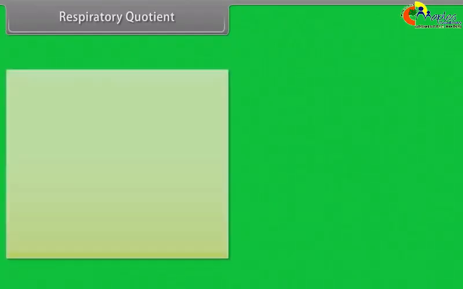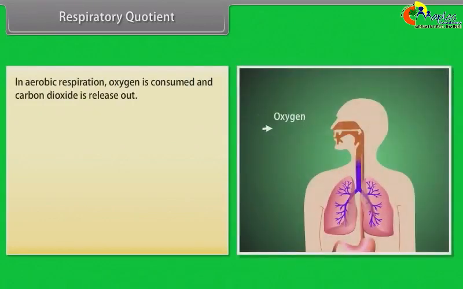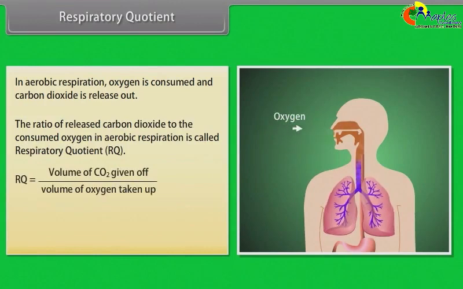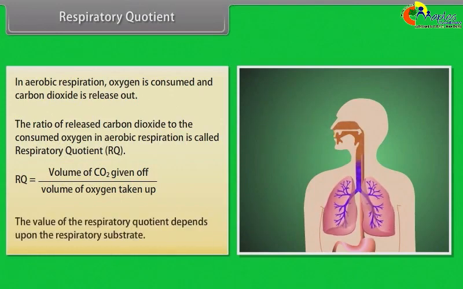Respiratory quotient. In aerobic respiration, oxygen is consumed and carbon dioxide is released out. The ratio of released carbon dioxide to the consumed oxygen in aerobic respiration is called respiratory quotient. RQ is equal to volume of CO2 given off upon volume of oxygen taken up. The value of the respiratory quotient depends upon the respiratory substrate.